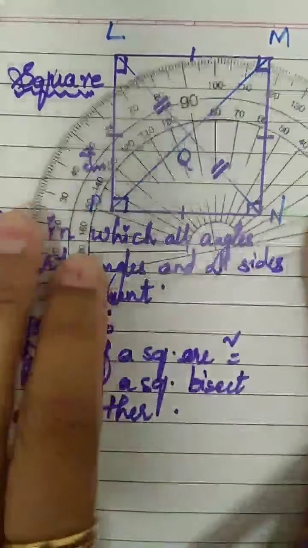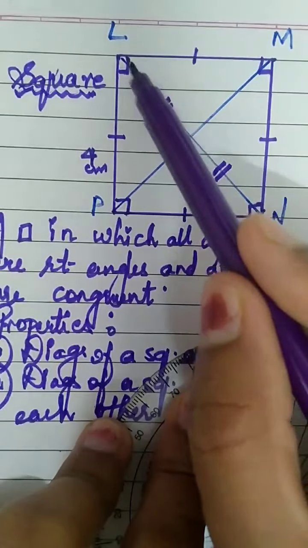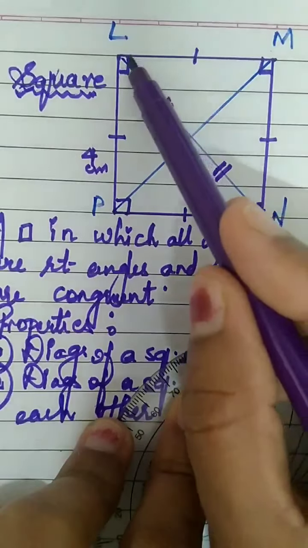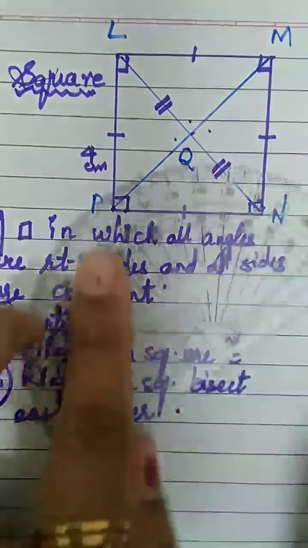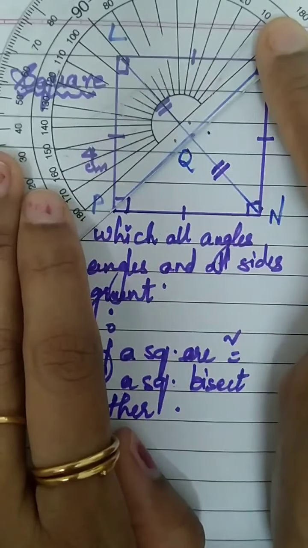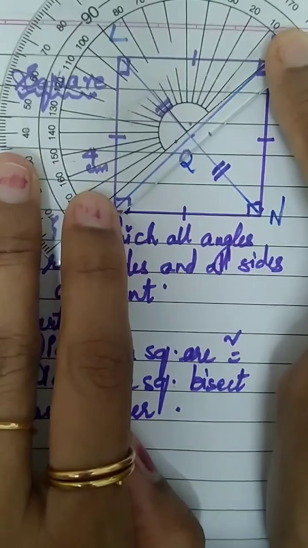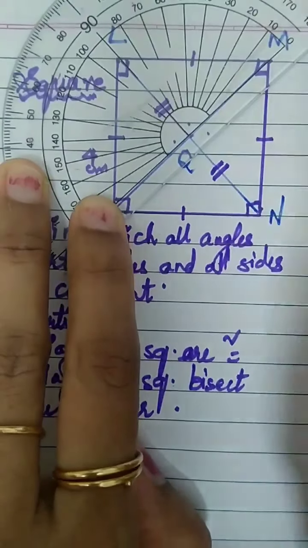So for that I need a protractor. Now I am taking the protractor and I will measure each angle which is formed. That is this angle, this angle, this angle, this and this angle. So for that I'll keep the protractor this way. You have to remember, Raji Miss had used a protractor for the square. So I kept it this way.